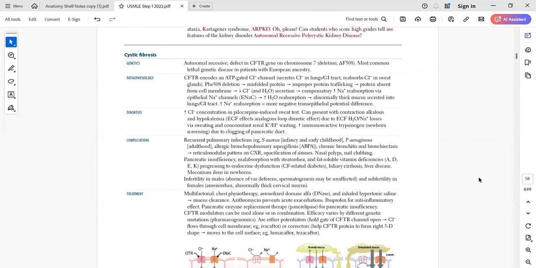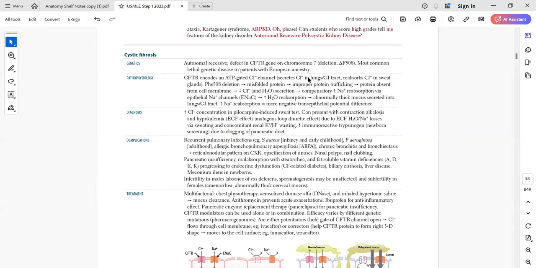Okay, let's talk about cystic fibrosis. It's very important. They ask you so many questions about this. I'm just going to tell you the types of questions they ask you. They ask you the gene deletion, which is F508, the chromosome number, which is 7, and the defect in the gene, which is CFTR. It is the most common lethal genetic disease in patients with European ancestry. So they ask you all these questions. Three questions come out of just the intro line.